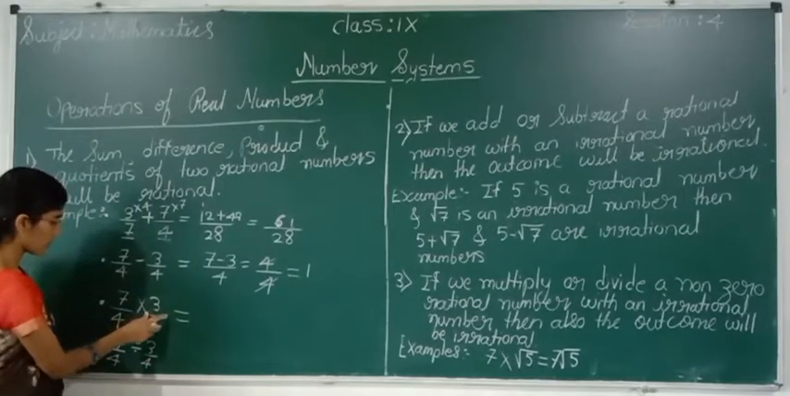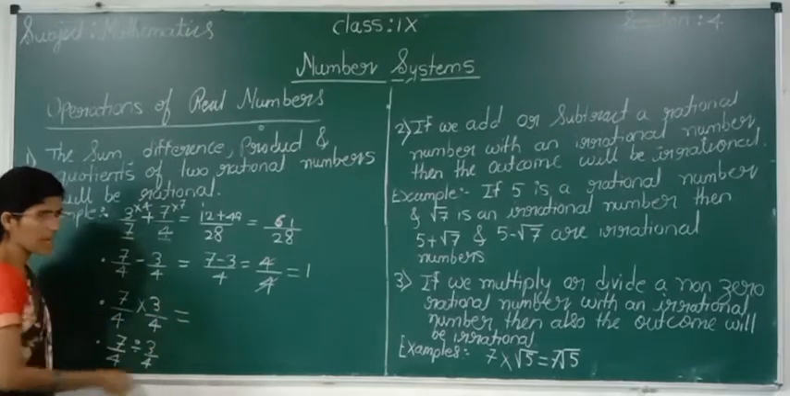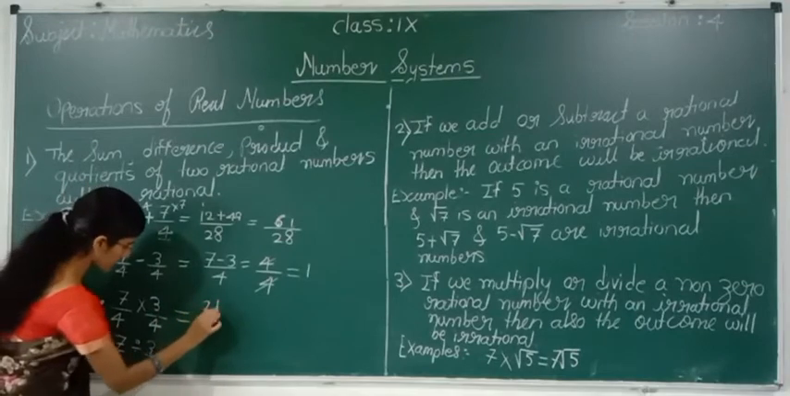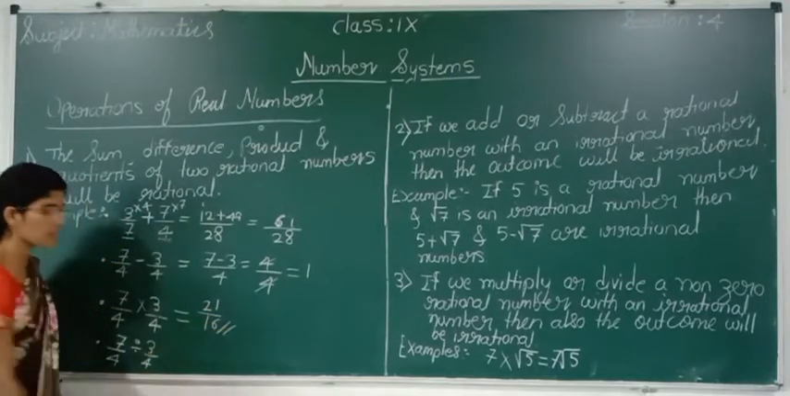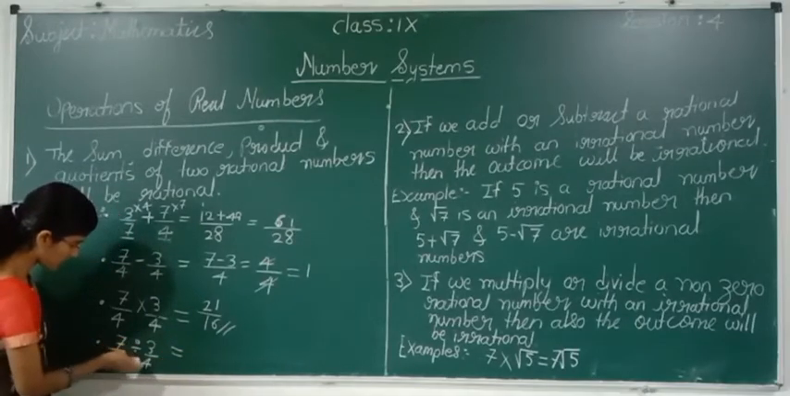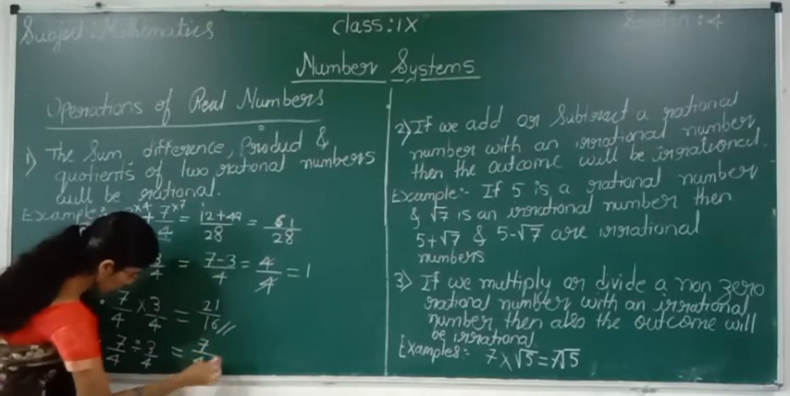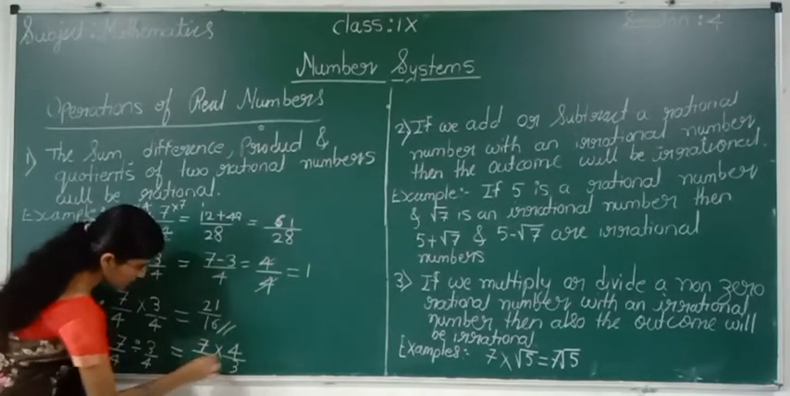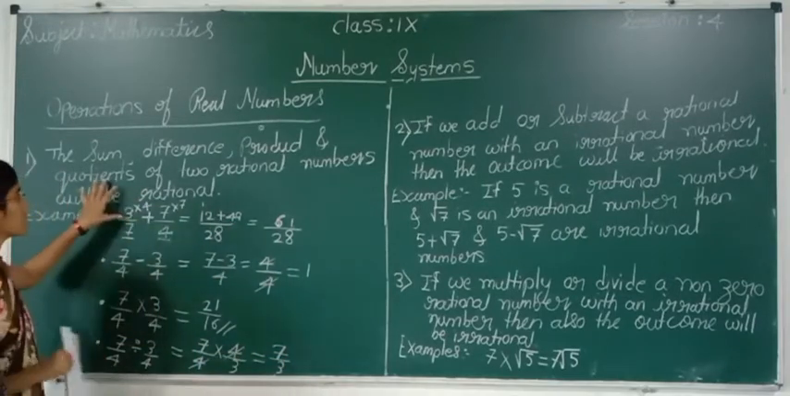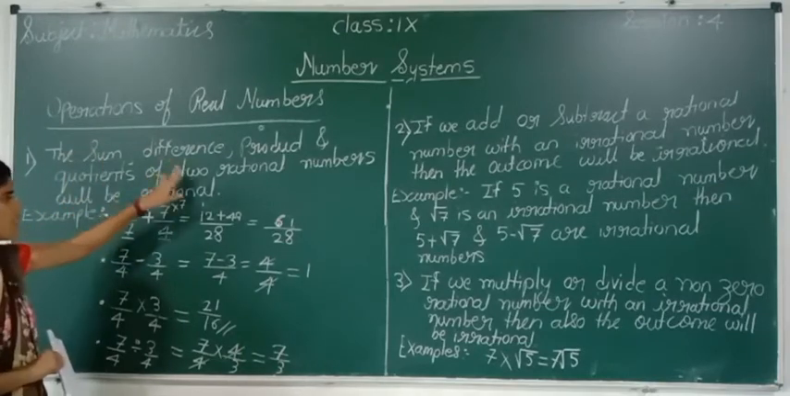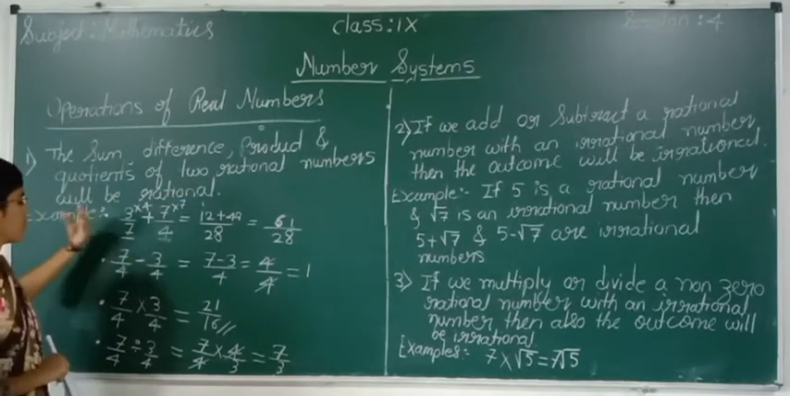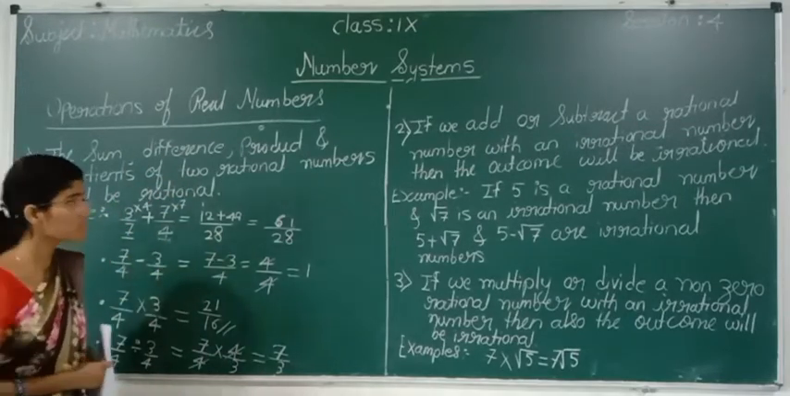Now see here, multiplication. Take two rational numbers, and if you do multiplication, again a rational number will come. We will check it. 7 threes are 21, 4 fours are 16. Definitely this is also a rational number. Now see here, 7 by 4 divided by 3 by 4. This will become 7 by 4 into 4 by 3. The answer is 7 by 3. From this we can conclude the first point, that the sum, difference, product and quotient of two rational numbers will be rational only.